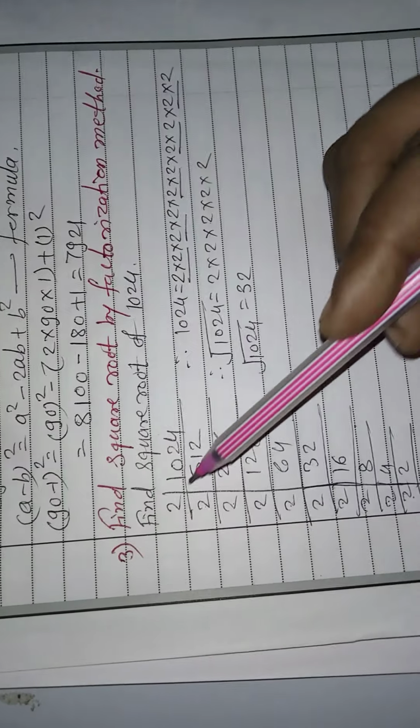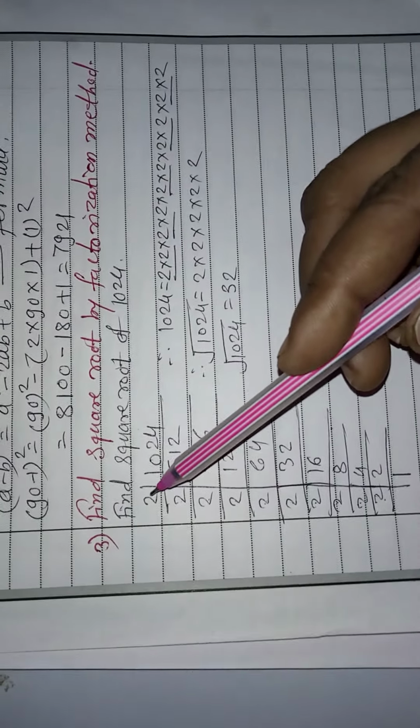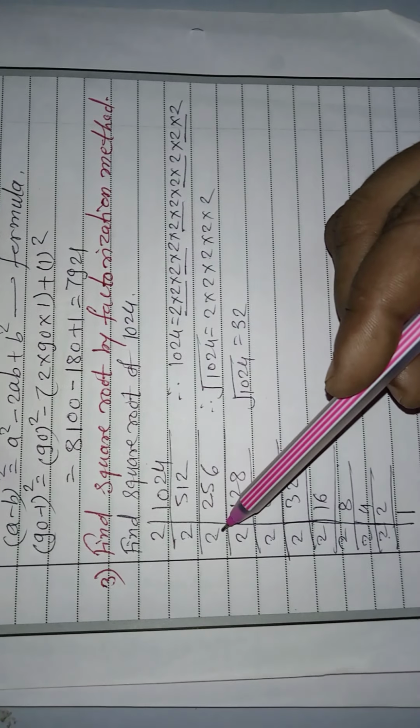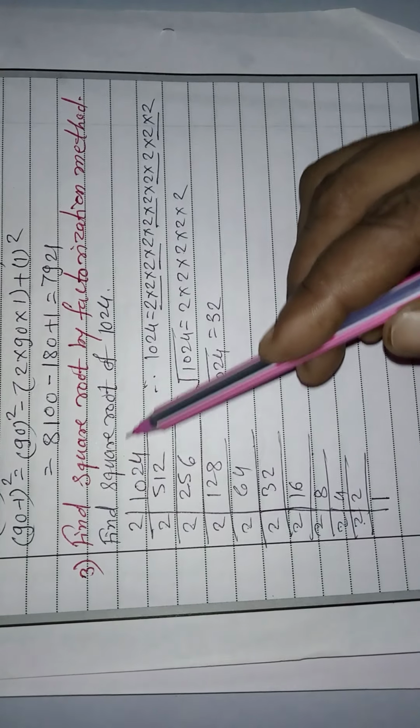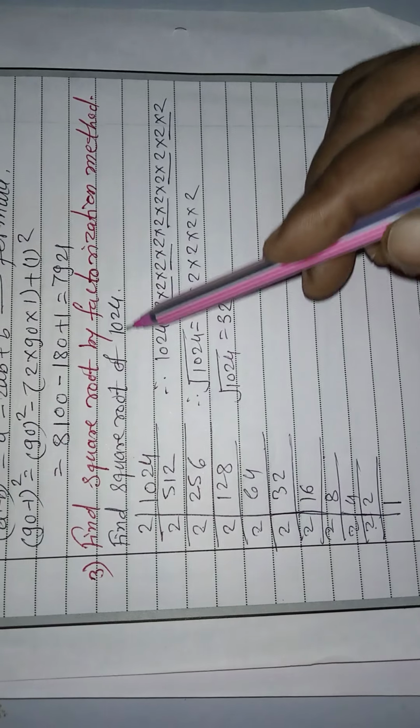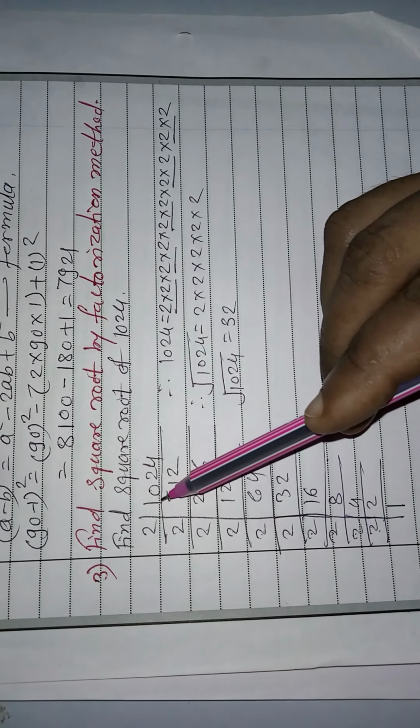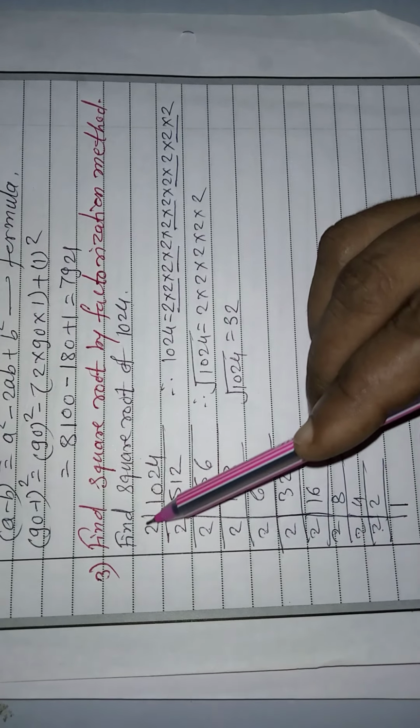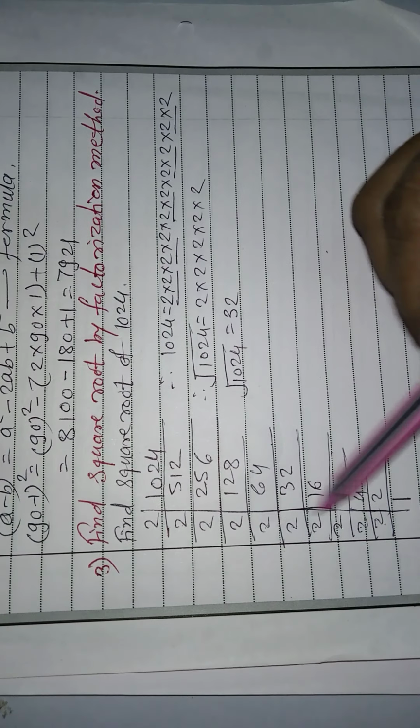Now we see how to find the square root by the factorization method. In this method we will find the factors, like prime numbers, to find the square root of 1024. Therefore 1024. Now we find the prime numbers.